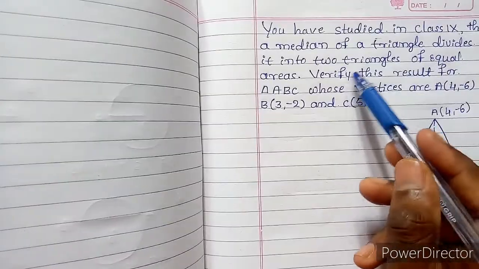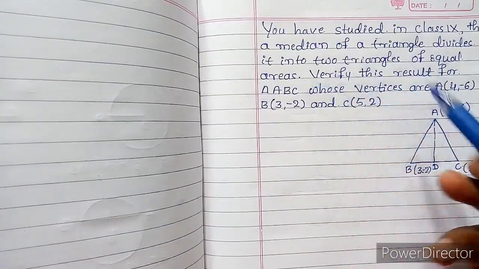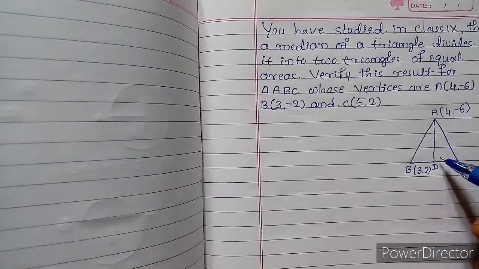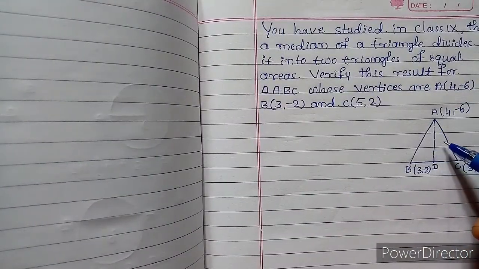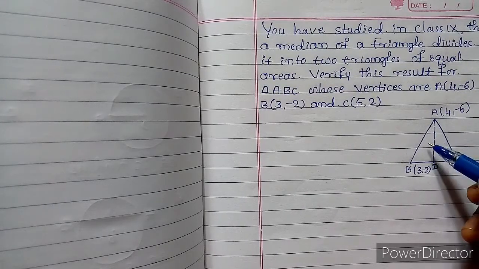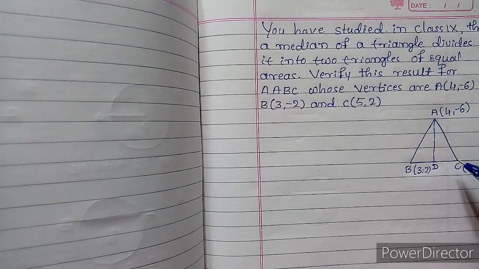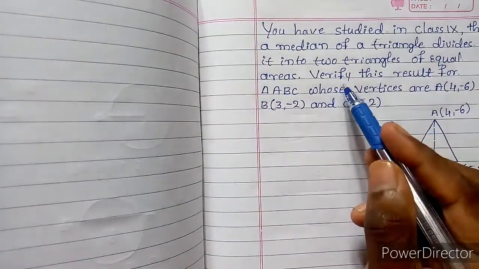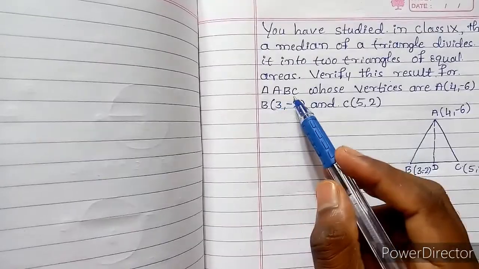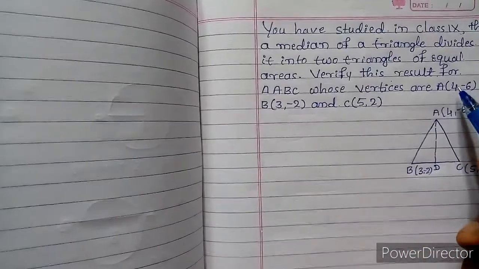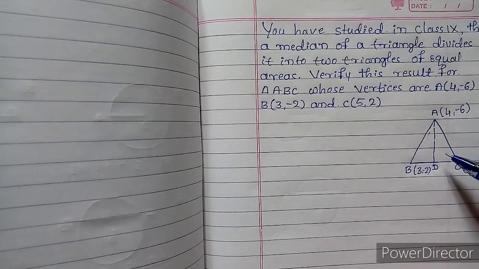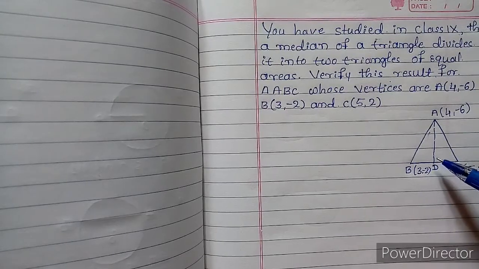Two triangles of equal areas. This median of a triangle divides a triangle into two triangles of equal areas. That means the area of triangle ADB is equal to the area of triangle ADC. Then verify this result for triangle ABC whose vertices are given. Here we have to verify that the area of triangle ADB is equal to the area of triangle ADC.